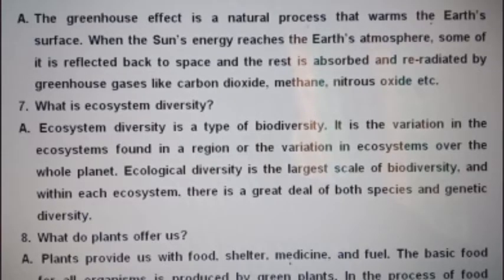Now the sixth question. Define greenhouse effect. Answer. The greenhouse effect is a natural process that warms the Earth's surface. When the sun's energy reaches the Earth's atmosphere, some of it is reflected back to space and the rest is absorbed and re-radiated by greenhouse gases like carbon dioxide, methane, nitrous oxide, etc.